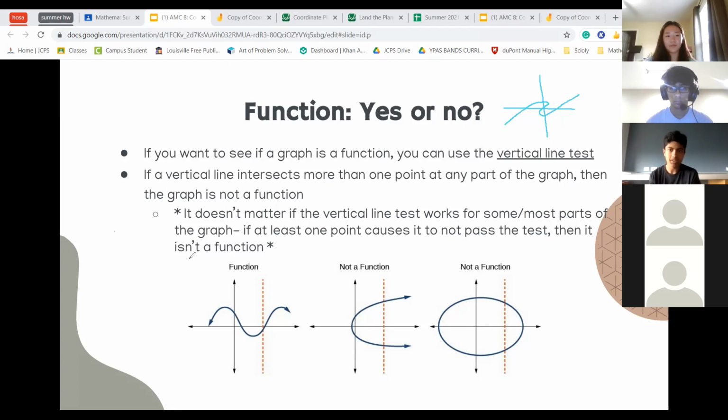Yeah, so we've gotten a lot of answers. A lot of you guys are saying no, so good job. Since the vertical line works here and here, but it doesn't work in this part, that's why that would not be a function. So good job, because everybody got it right. Okay, so now on to the next slide.